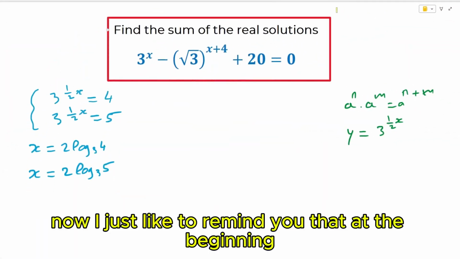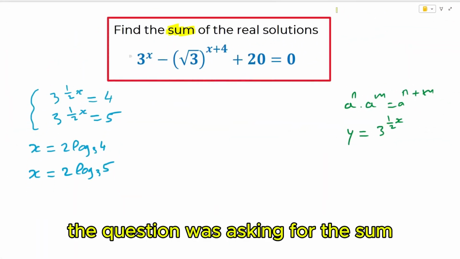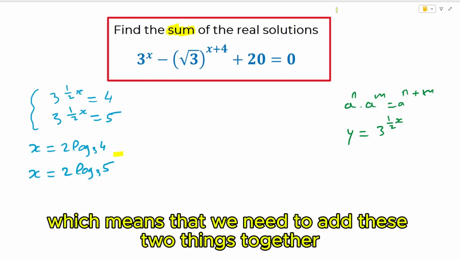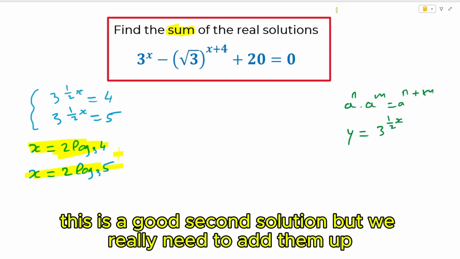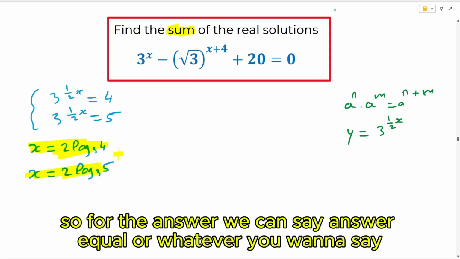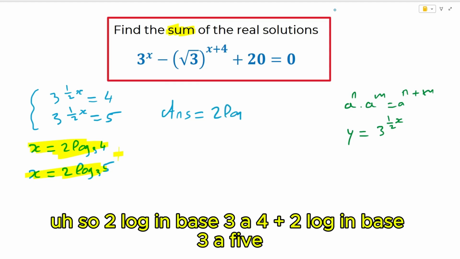Now, I'd just like to remind you that at the beginning, the question was asking for the sum, which means that we need to add these two things together. So this is a good first solution, this is a good second solution, but we really need to add them up. So for the answer, we can say answer equal, or whatever you want to say. So 2 log in base 3 of 4 plus 2 log in base 3 of 5.